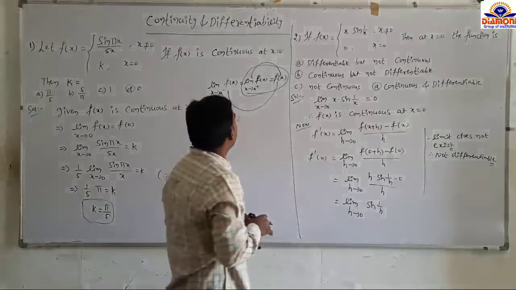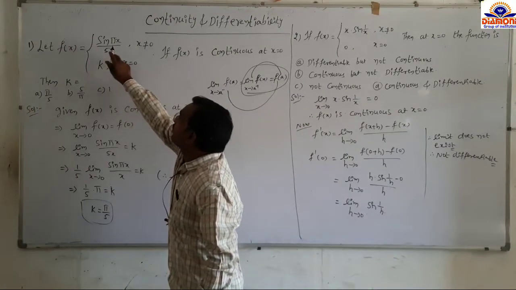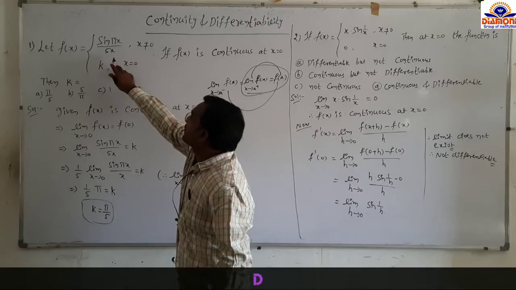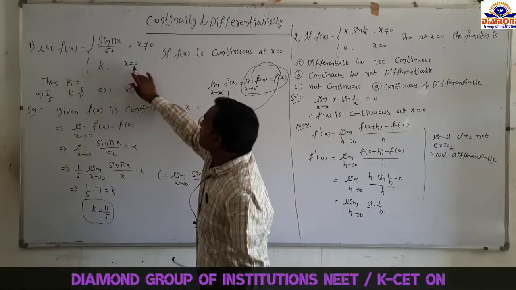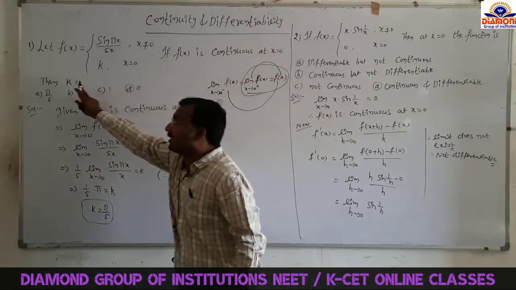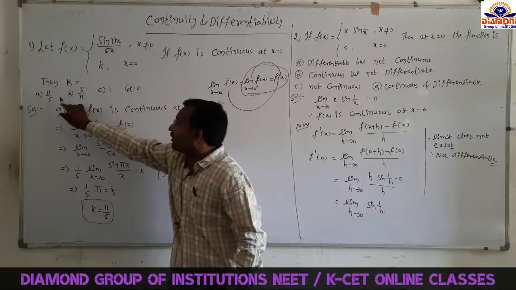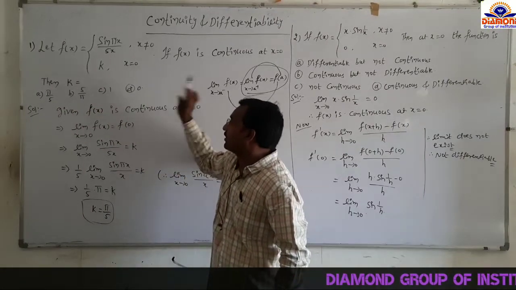So see the first problem. Let f of x equal sin pi x by 5x when x is not equal to 0, and k if x equal to 0. If f of x is continuous at x equal to 0, then k equals what? Option A pi by 5, option B pi by 5, option C 1, option D 0.